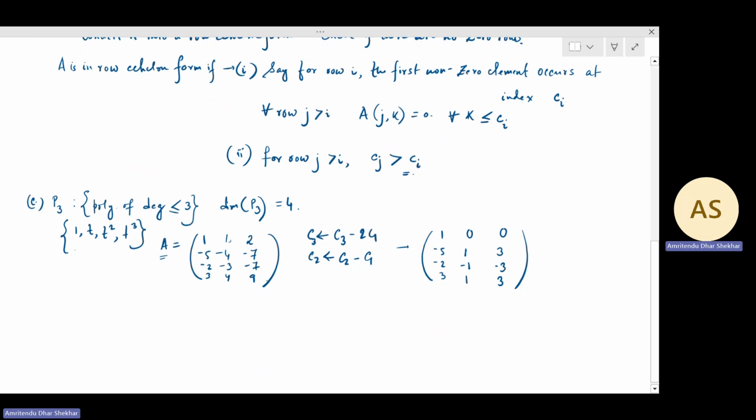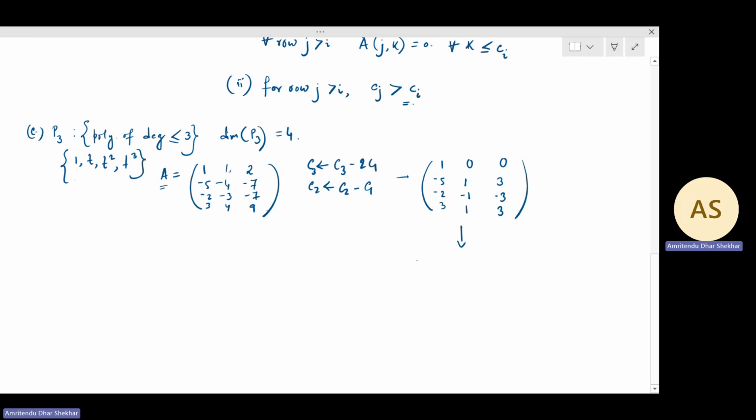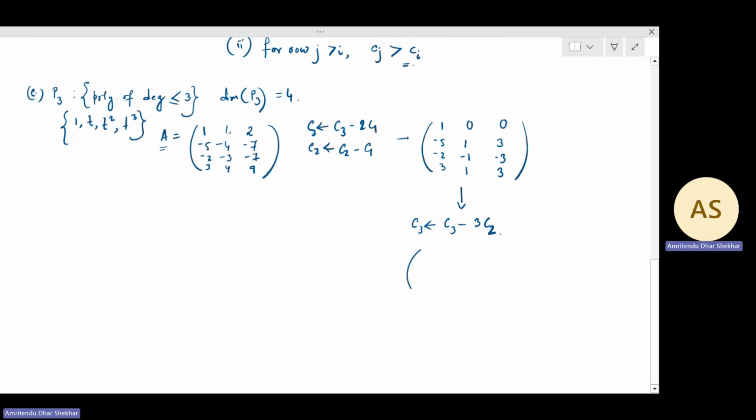In the second part, we're going to perform C3 is equal to C3 minus 3 times C2. And so we get 1 minus 5 minus 2, 3, 0, 1 minus 1, 1, and 0, 0, 0, 0. So you have a 0 column.